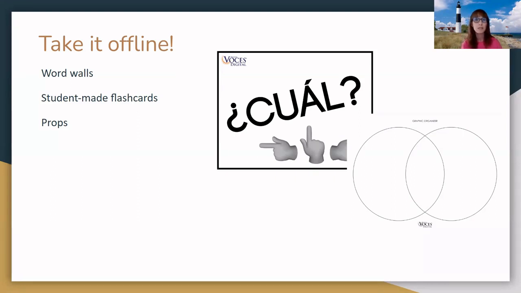You can have your students make flashcards, and I would do this all the time, because then you can use those flashcards for so many things: games, speaking activities. They can use them for review. They're just so useful to have.